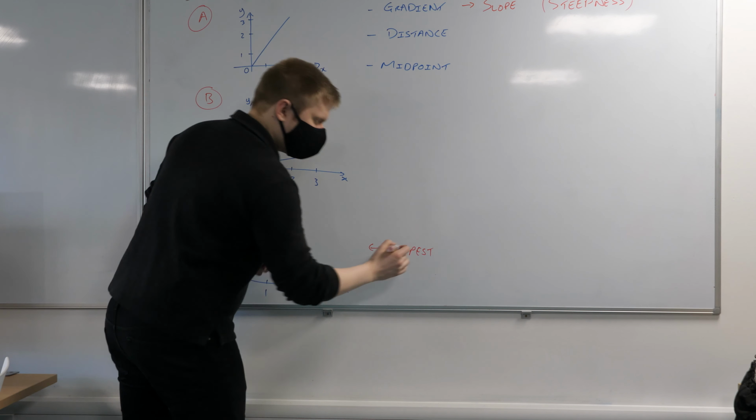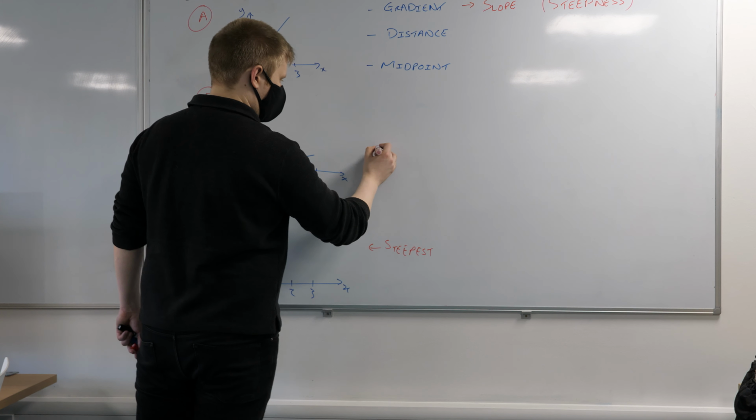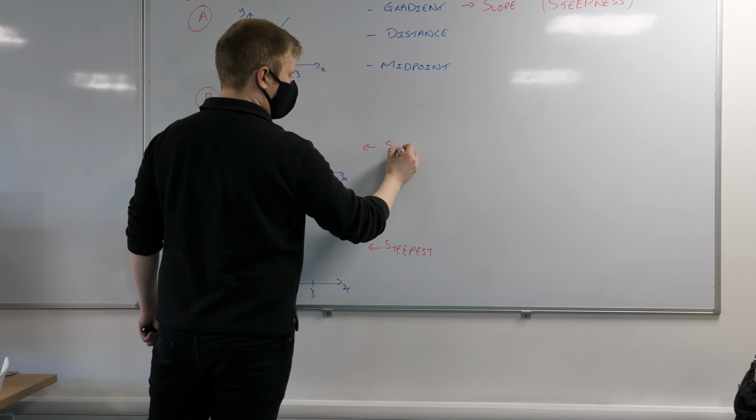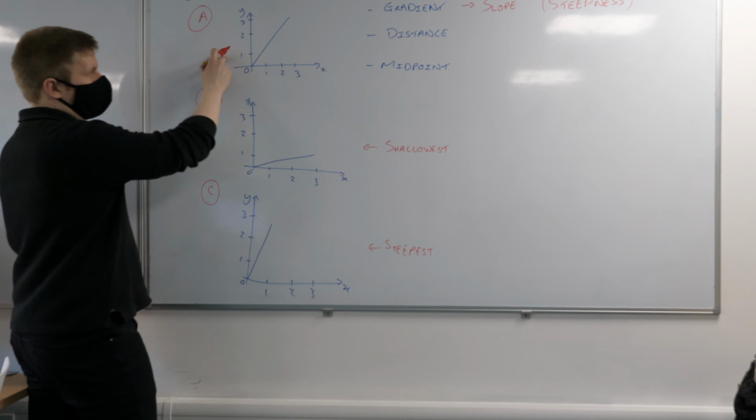Which line is the least steep? B. B, perfect. Okay, so we say this is the shallowest. And then A is somewhere in the middle.